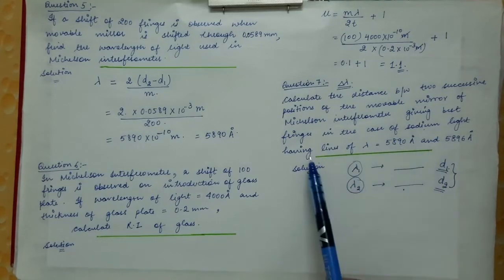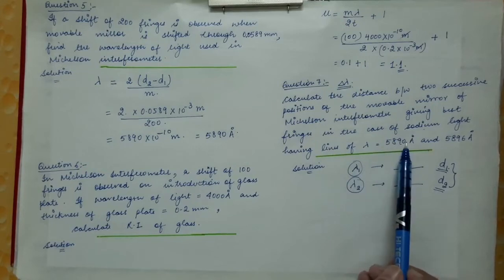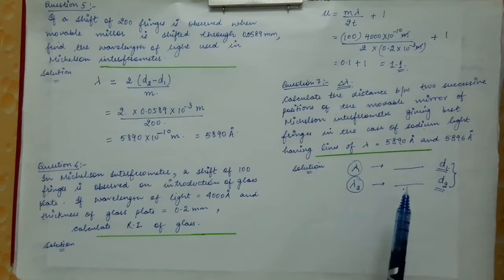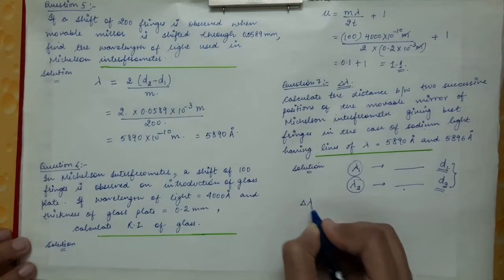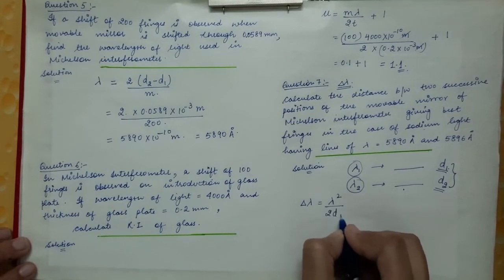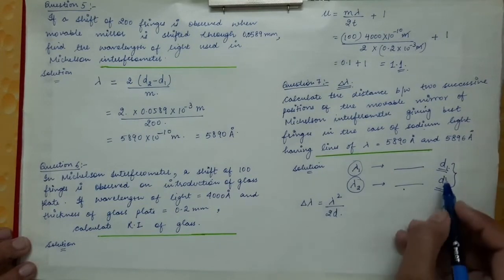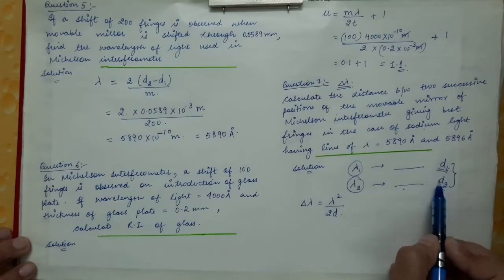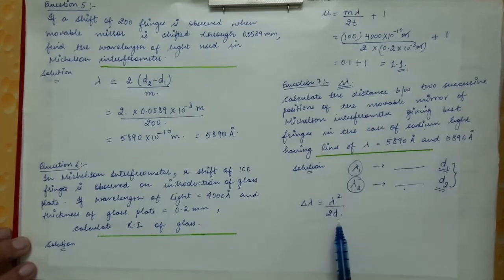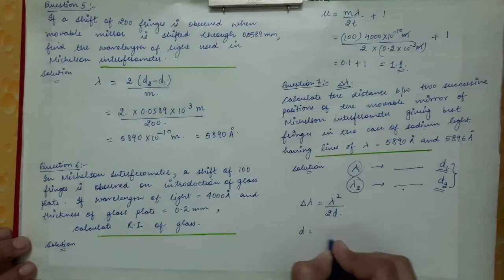In the case of sodium light, having lines lambda equal to 5890 Angstrom and 5896 Angstrom, we are given two wavelengths, lambda 1 and lambda 2. So we will use the formula of delta lambda that we had derived in that topic. Delta lambda is equal to lambda squared divided by 2d. Here d is the distance between the two successive positions of the movable mirror, D1 minus D2, and we have to find this distance small d. So d will be equal to lambda squared divided by twice delta lambda.